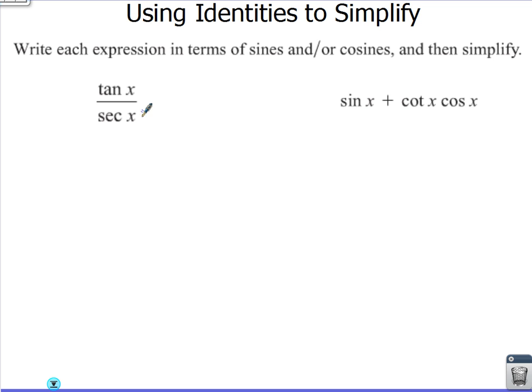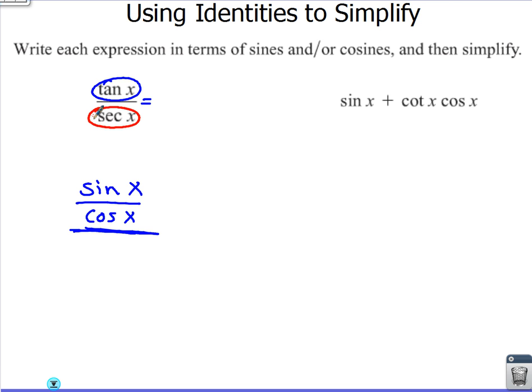So on top here, the tangent of x. What can I turn tangent of x into? Sine over cosine. So on top, I took my tangent of x, I turned it into sine over cosine. Over. On the bottom, I have secant. From that list we just made, what's secant equal to? 1 over cosine. Try to turn everything into terms of either sine or cosine. And from there, clean it up.